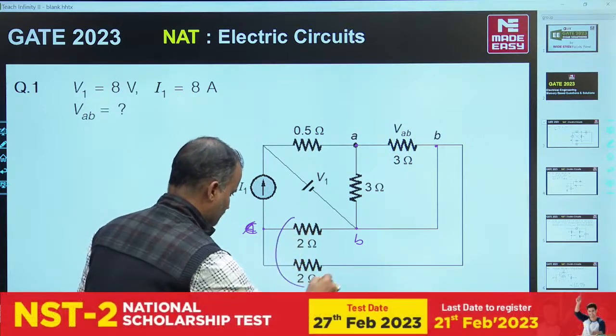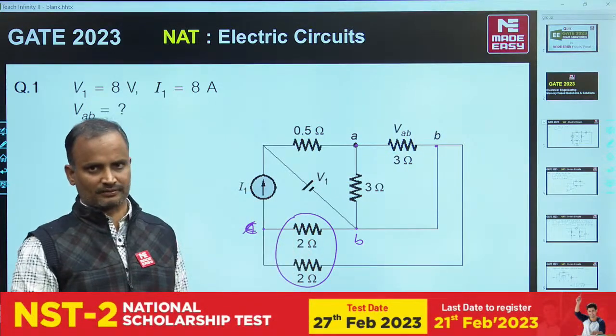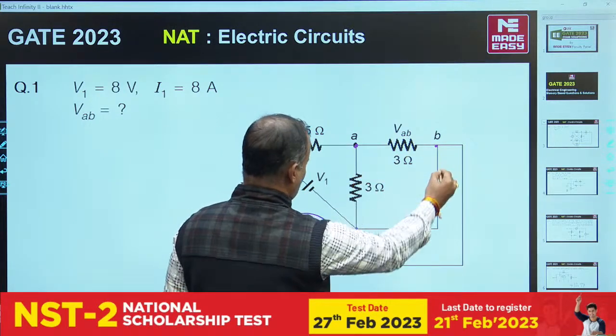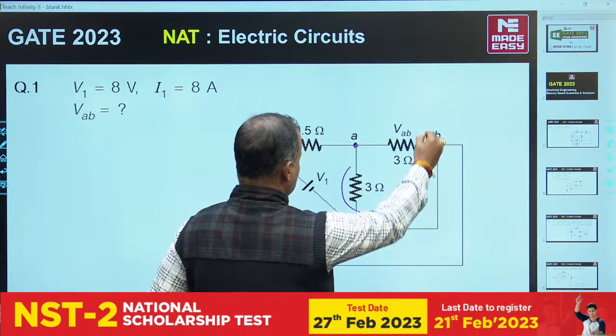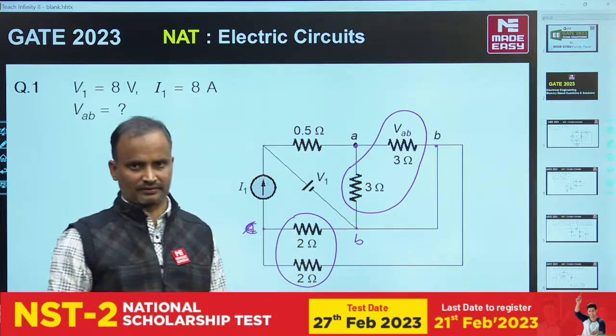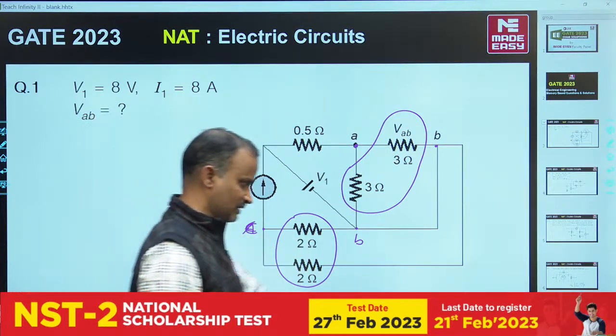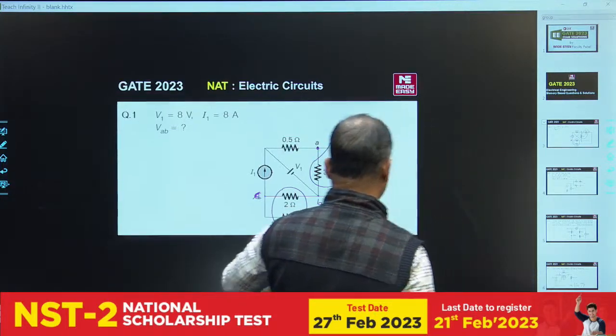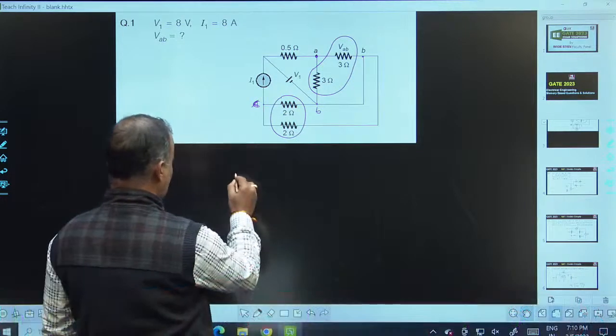Then we can conclude that these 2 ohms and 2 ohms are both connected in parallel. Similarly, for the 3 ohms and 3 ohms, one joint is connected here and the other joint is connected here. That means these 3 ohms are also both connected in parallel. Now we have the connections. Now let us simplify the network.